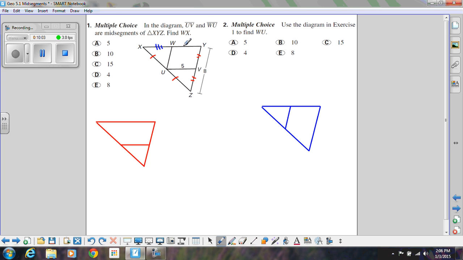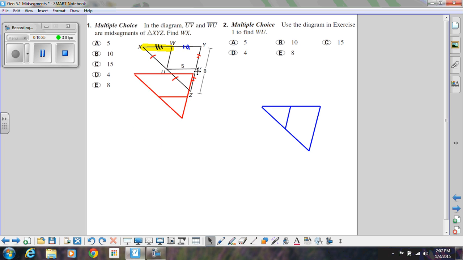So we're going to mark that so we know that W is a midpoint. Now, we are trying to find this segment WX right here. Okay, so we would need to know how big that is. So notice that this is part of this larger side over here, XY.